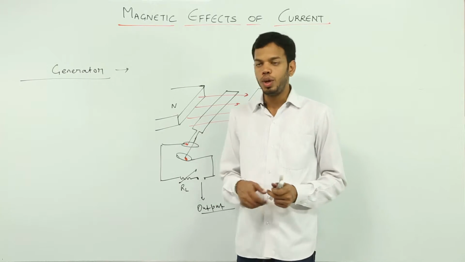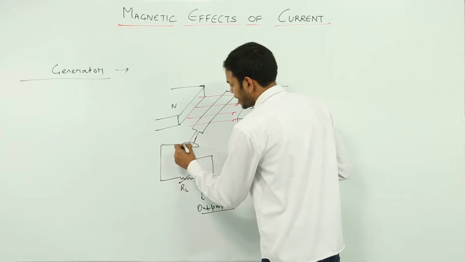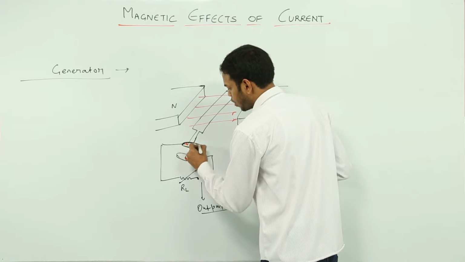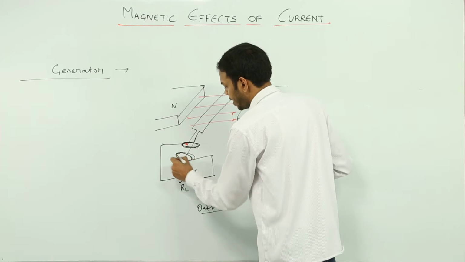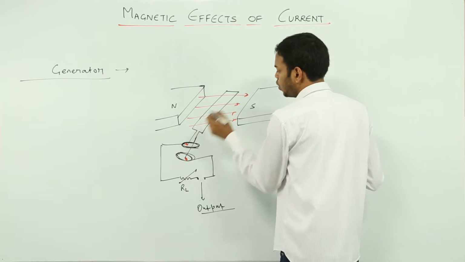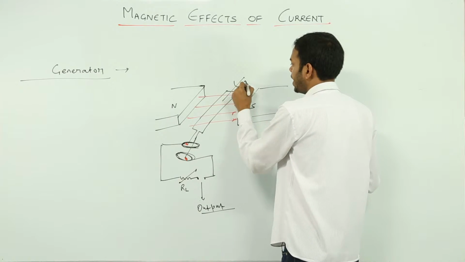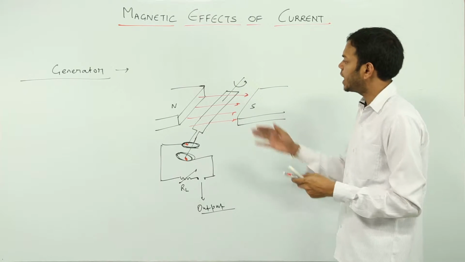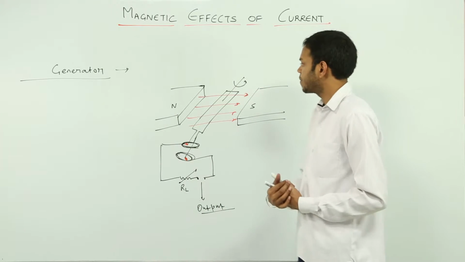In some books you won't find this type of commutator arrangement, because the diagram which I have drawn is basically an AC generator. That's why I left a space there. So let's explain it first, and then we are going to talk about how these AC and DC generators are converted into each other. Now let's say this loop is rotated like this.